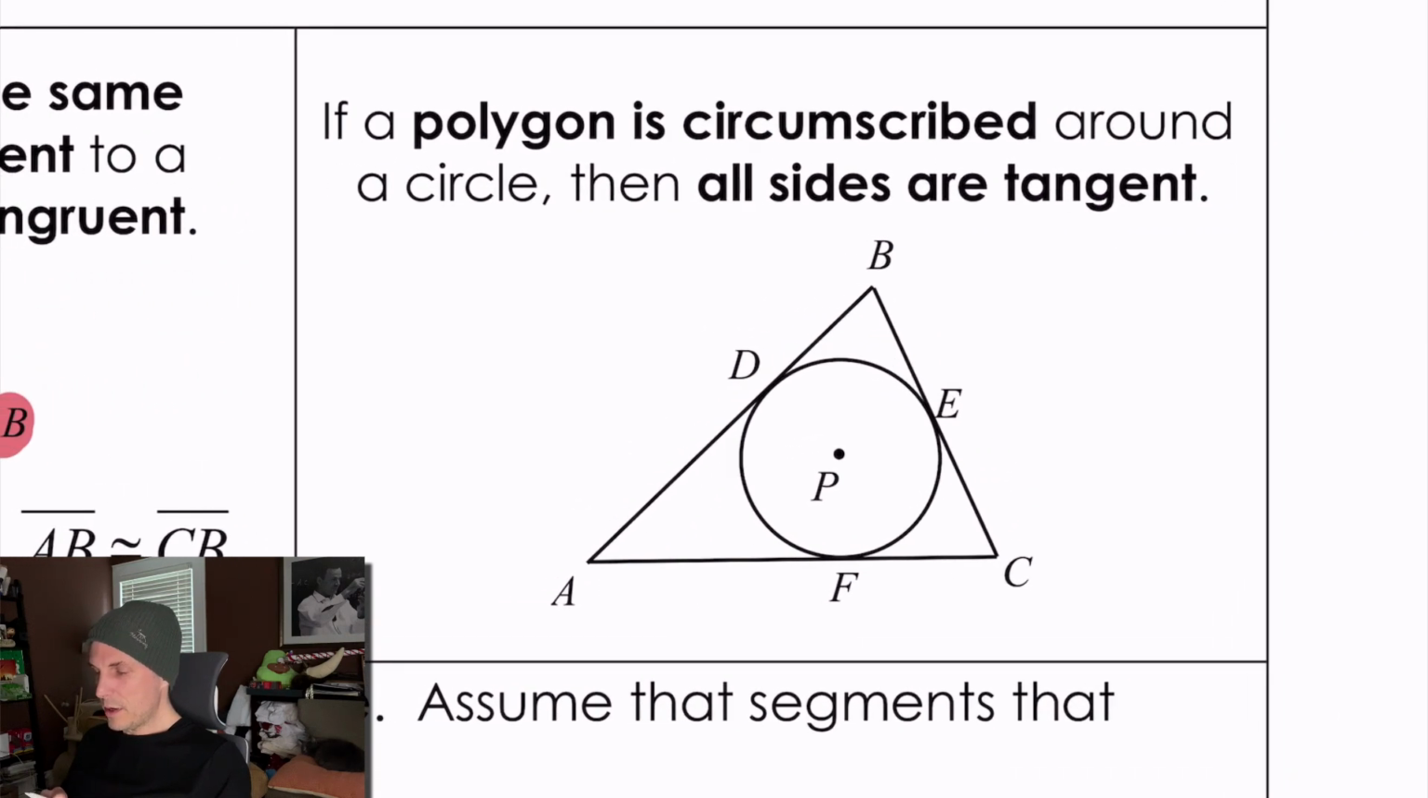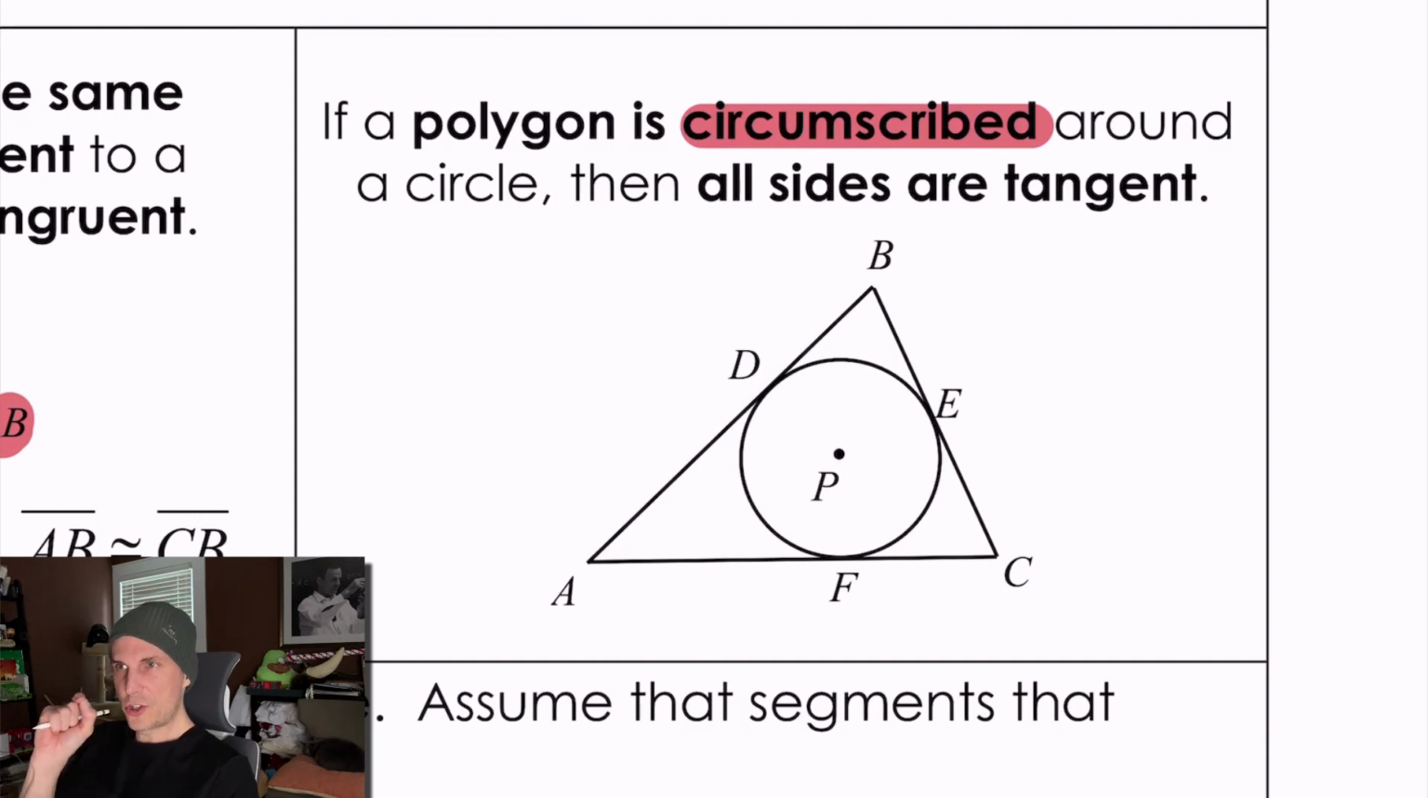And the other one is, if a polygon is circumscribed around a circle, then all the sides are tangent. Technically the definition of being circumscribed around that circle is that the shape has to touch the circle at exactly one point. So you have the points of tangency D, E, and F.